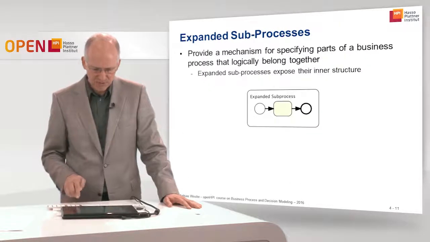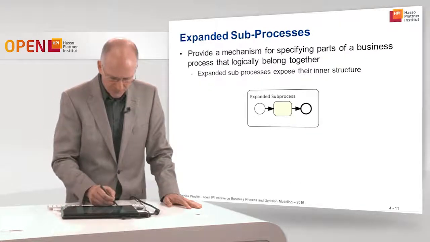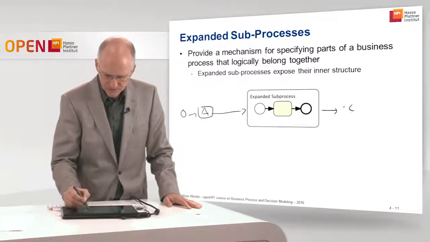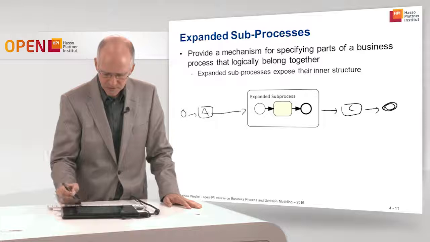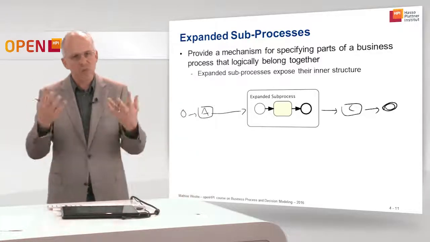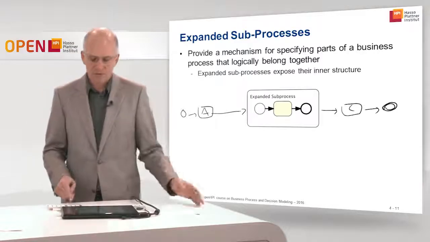So we see it here. We have an example of an expanded sub-process. We can have, again, activity A, then we can have something like this, and then C, and so forth. So we can also use this expanded sub-process to show the internal structure if that's useful from the modeling perspective.